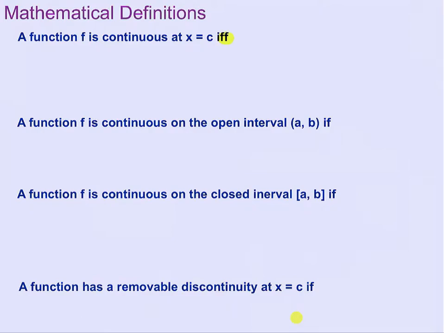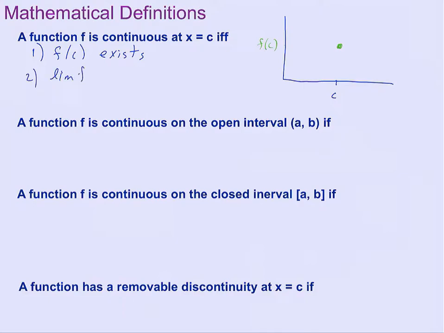A function is continuous at x equals c if and only if there are three conditions. Condition number one, f of c must exist. A function can only be continuous at a point if you can find the output value of that function at that point. That's step number one. So to show you what that means, we've got a point, an x value, c. For the function to exist, there must be an f value at c.